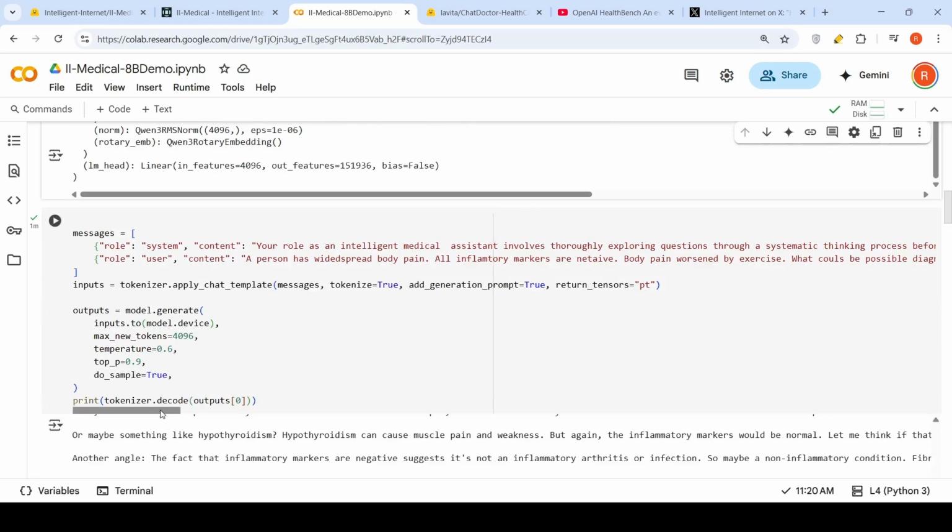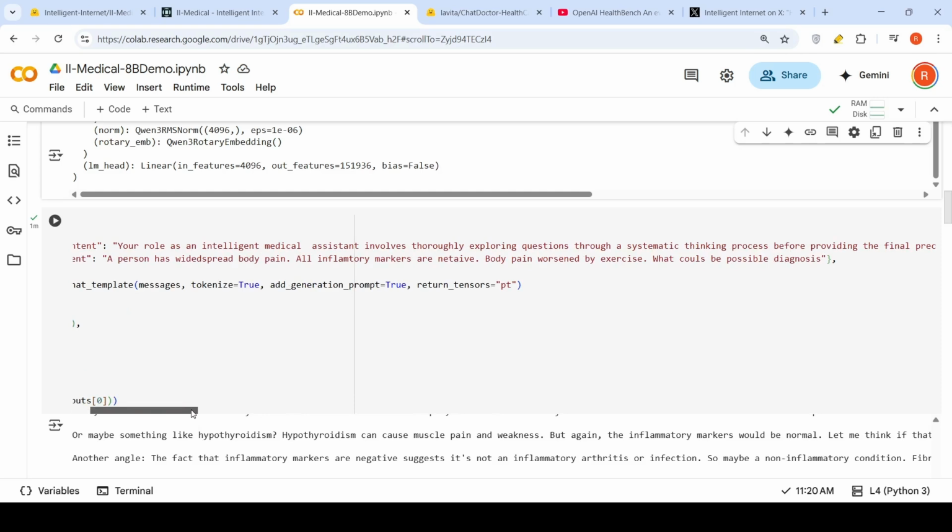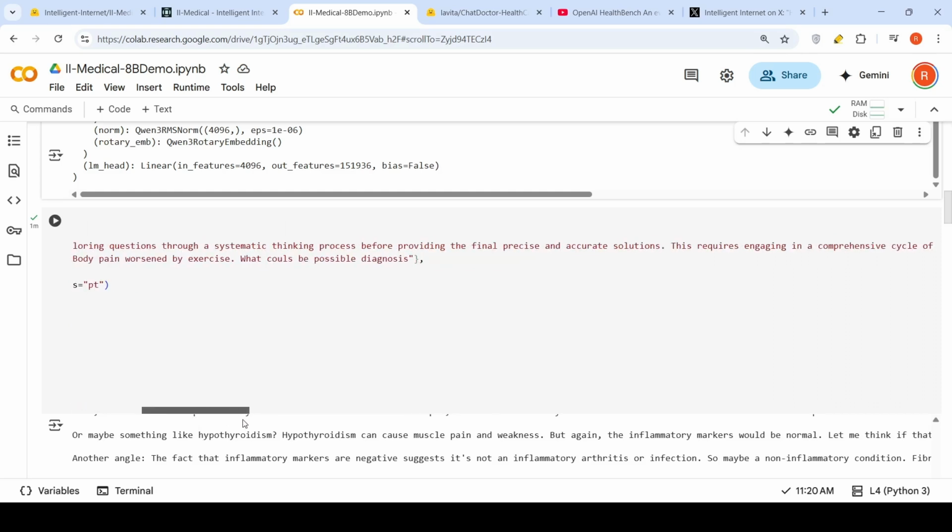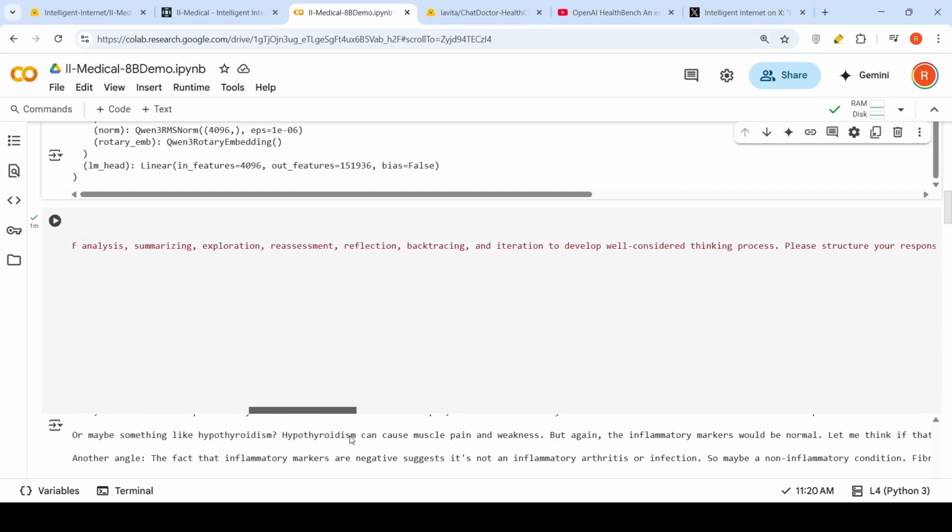For the system prompt, I put: your role as an intelligent medical assistant involves thoroughly exploring questions through a systematic thinking process before providing the final, precise and accurate solution. This requires engaging in a comprehensive cycle of analyzing, summarizing, exploration, reassessment, reflection, backtracing and iteration to develop a well-considered thinking process. This was important. They had mentioned in their model release that if you want thinking, you put it like this: please structure the response into thought and solution, using the specified format. So this is a thought section, think section. Each step should have this, right?